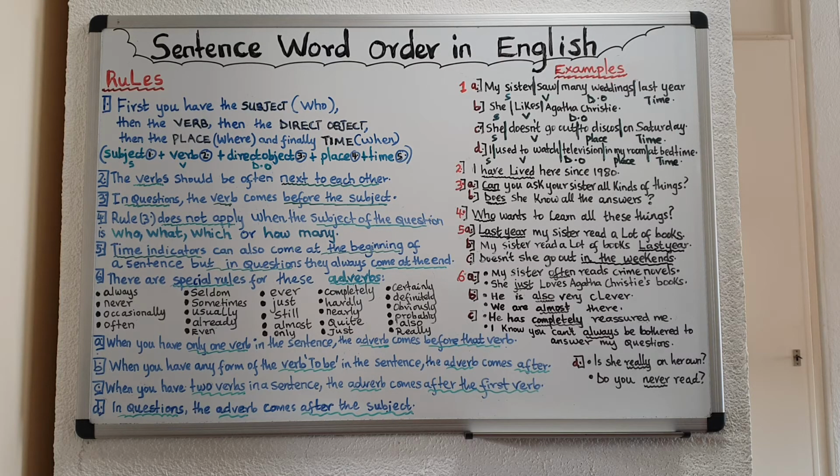Now, I have some examples for you to illustrate that. Look at example 5A. Last year, my sister read a lot of books. Now, if you look at that sentence, the time comes first because that's last year. And then we have my sister, who is the subject, and then read is the verb, and a lot of books is the direct object. So in that sentence, time comes first, and that sentence is absolutely grammatically correct. Last year, my sister read a lot of books.